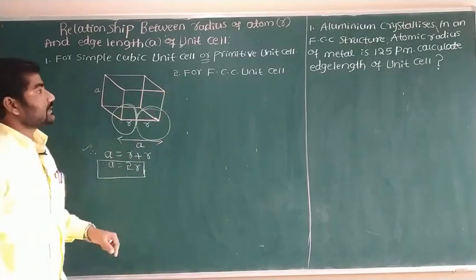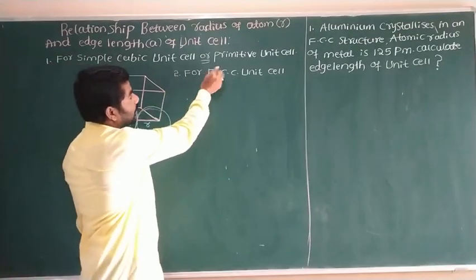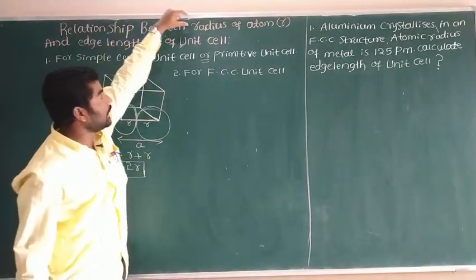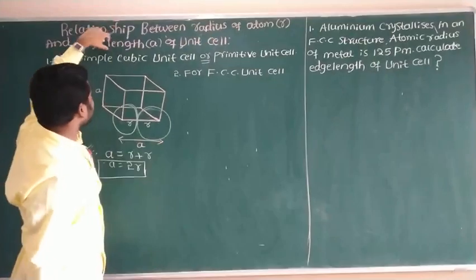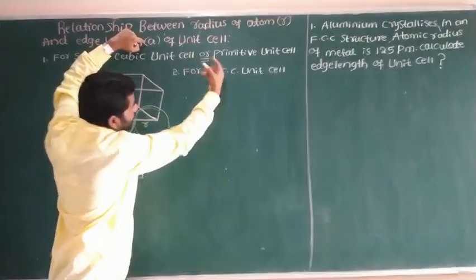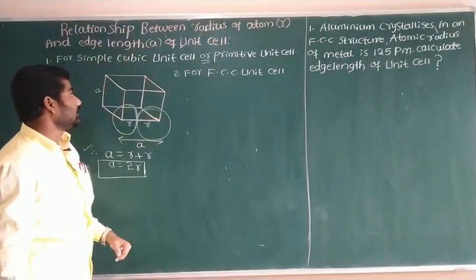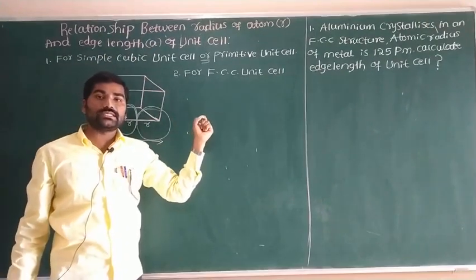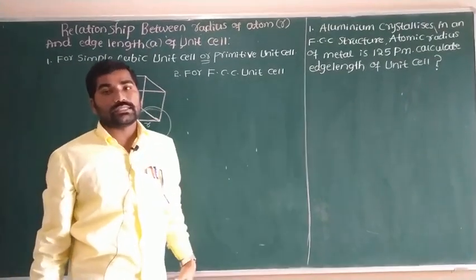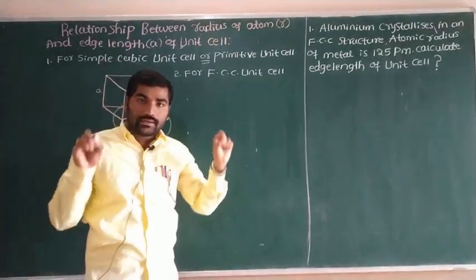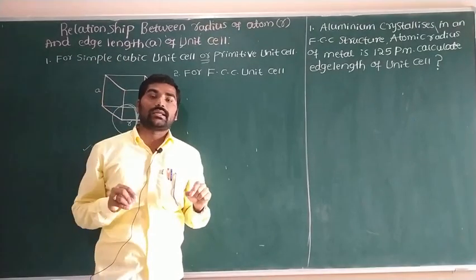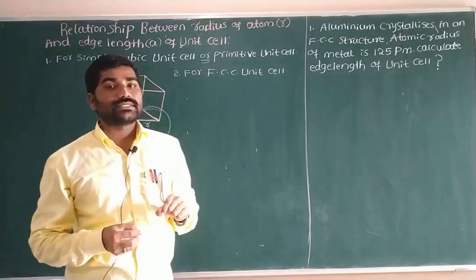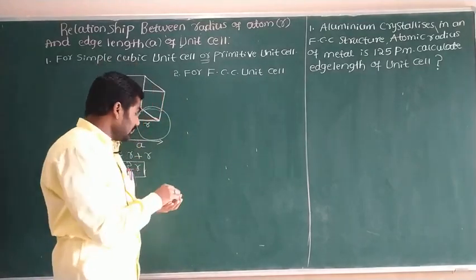Similarly we will discuss the face centered cubic unit cell, that is, the relationship between the radius of the atom and the edge length of the unit cell for the FCC unit cell. In the FCC unit cell the constituent particles are present at 8 corners. In addition to 8 corners, the particles are also present at the center of all 6 faces, which I will represent one more time.